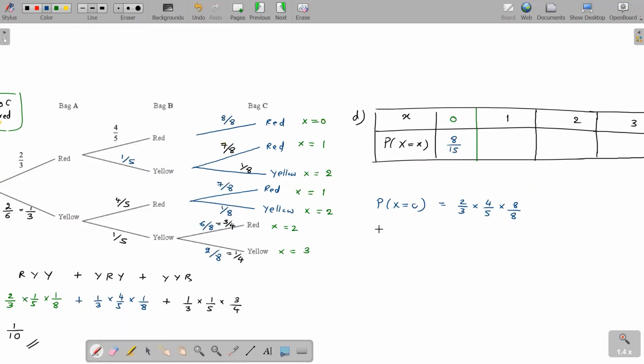When X equals 1, you can see I have multiple branches, right? There are 2 branches. 2/3 times 1/5 times 7/8, that is one branch. Adding with the other one, 1/3 times 4/5 times 7/8. You see? Multiply and tell me the answer.